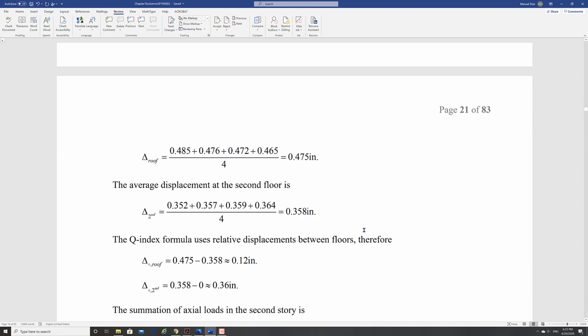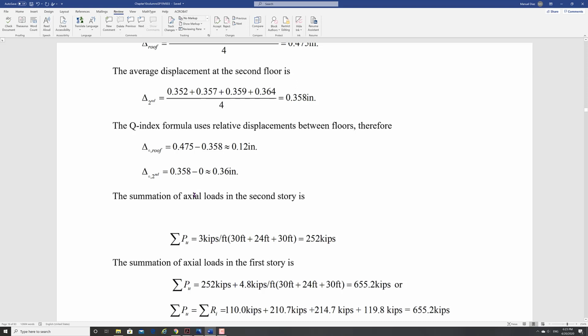Now we need to do the relative value. So the relative value at the roof will be this value minus this one. So that's 0.12. The relative value for the second floor will be this number minus 0, because it goes to the support. So that's 0.36. Okay.